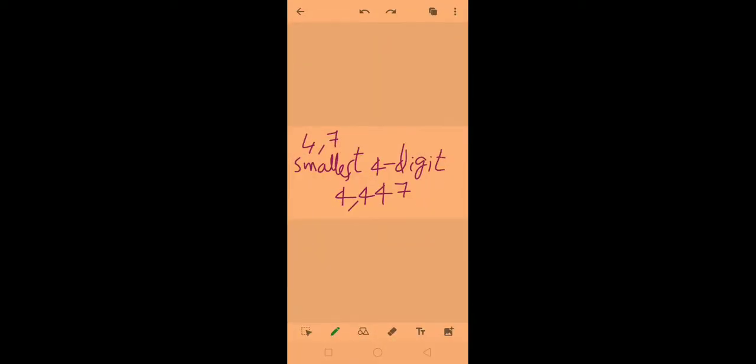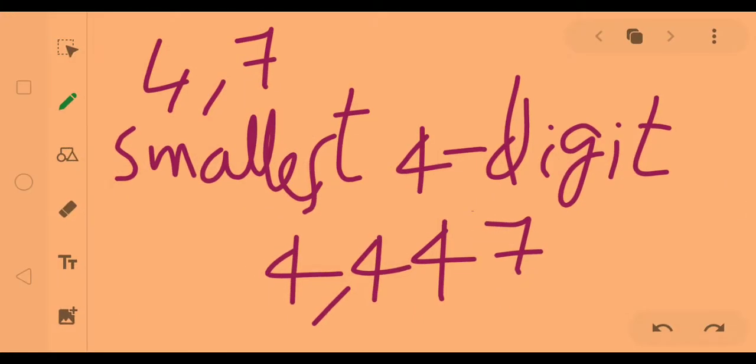So now if any 2-digit, 3-digit, or 4-digit set of digits is given, you are able to form the largest and smallest 4-digit number. So let's start estimation. In estimation, let's learn about rounding off to the nearest 10.